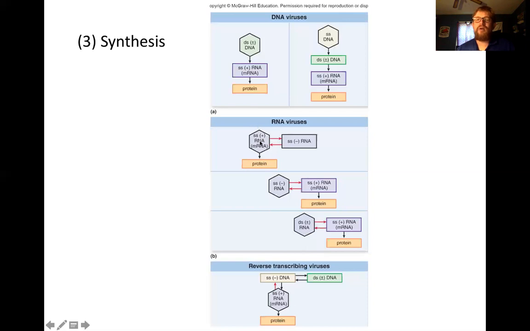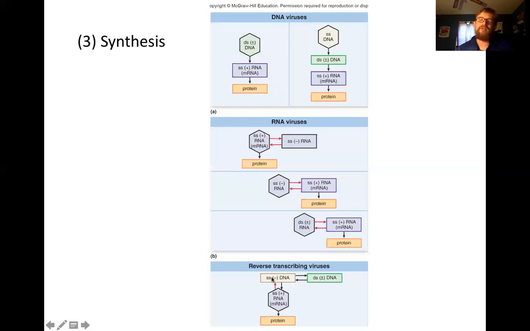And so you can make copies of that to put in the new viruses by making it into negative strand RNA and then making it into more positive strand RNA, or you can take your positive strand and use it to immediately make protein. You're doing both of these things at the same time. So this is where the COVID-19 virus would be here. But again, no matter what you're starting with, the end game is always protein.